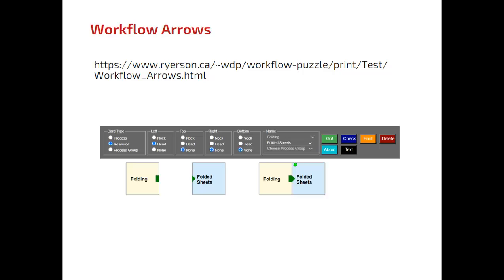The idea is to put processes and resources next to each other to generate a workflow. An arrow defines the relation between two cards. In the graphic, there is a process folding which generates an output resource folded sheets. Please note that the arrow between the two cards is split in two parts. The arrow knock is on the right-hand side of the process card, while the arrow head is on the left-hand side of the resource card.